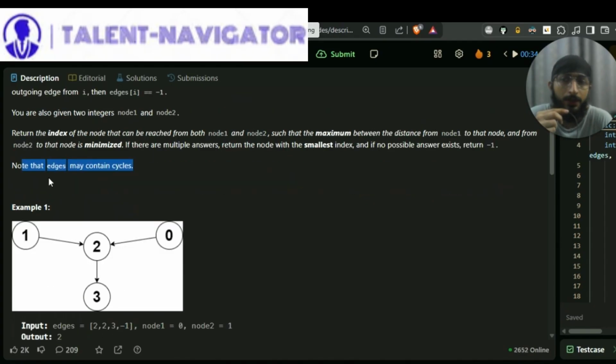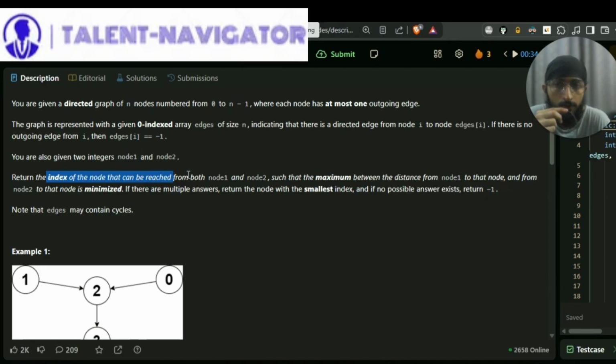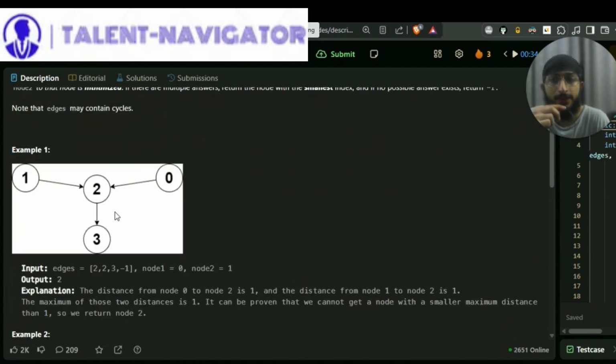So what our aim is to basically return the index of that node that can be reached from both node1 and node2, such that the maximum between the distance from node1 to that node and from node2 to that node is minimized. So the maximum between those two distances has to be minimized. Okay, so you might not understand, so let us take this example.